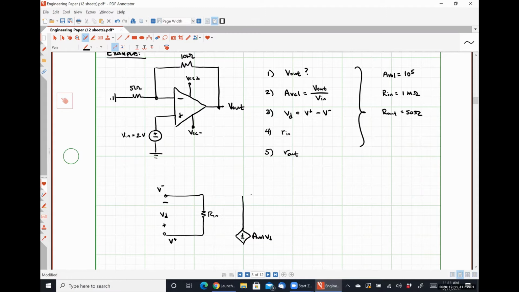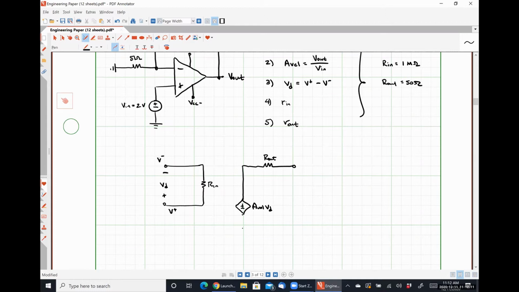AVOL times VD goes there. Here is capital R out. So my output voltage in the figure is defined as the voltage drop over the open circuit at the output. So this is going to be V out.